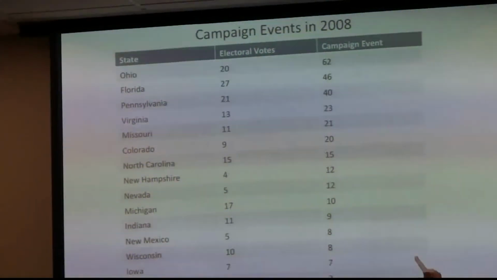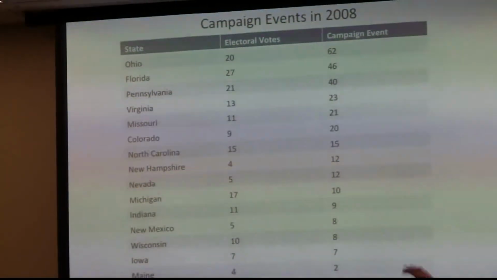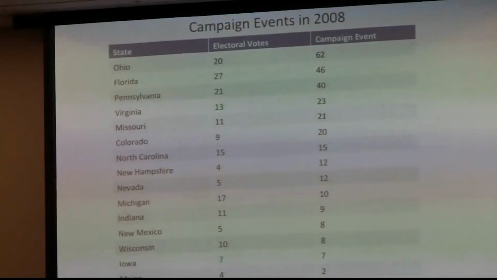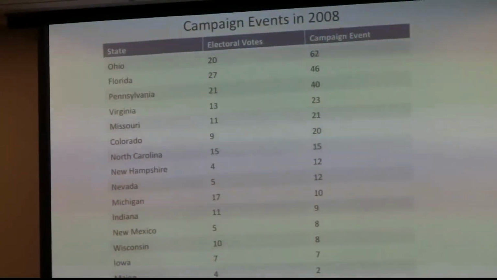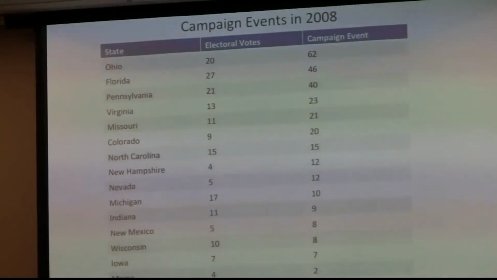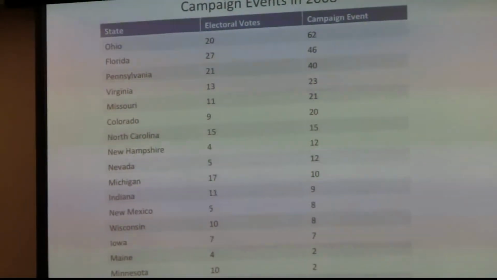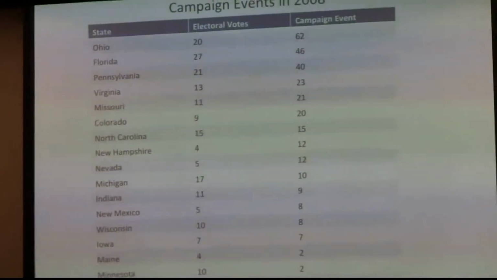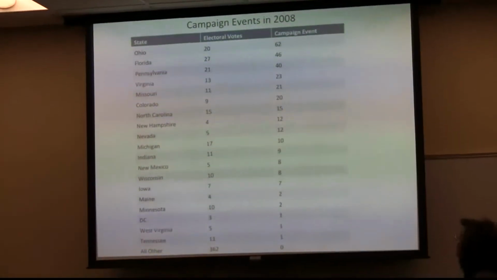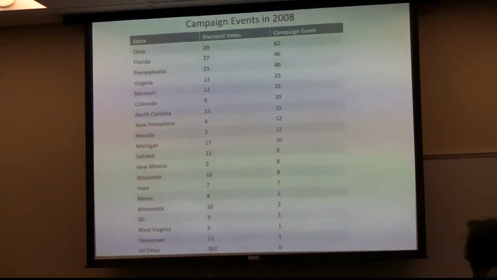Here are their electoral college votes, and here are their campaign events. The middle column is how many electoral college votes they have, and then how many campaign events they had in the state. Ohio had 62. If I remember, these are actual candidate visits, so huge amounts of visits. You can see that Ohio and Florida, with the most electoral votes, and Pennsylvania basically got a lot. We got a lot too, relatively speaking.